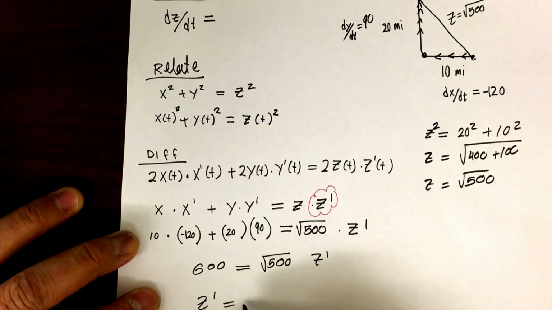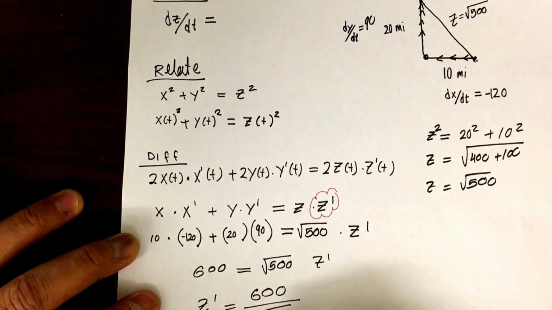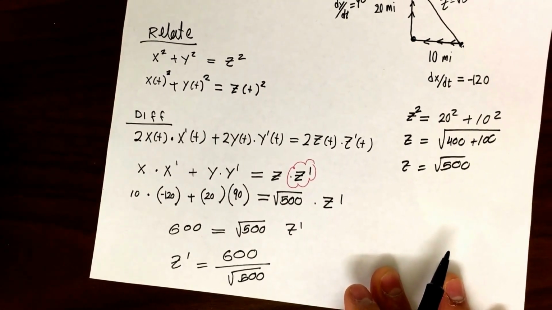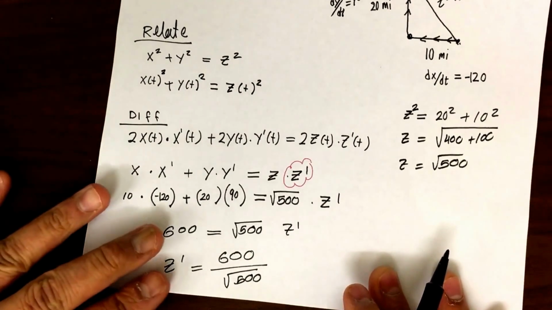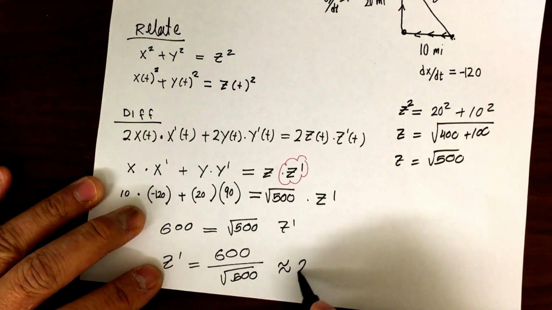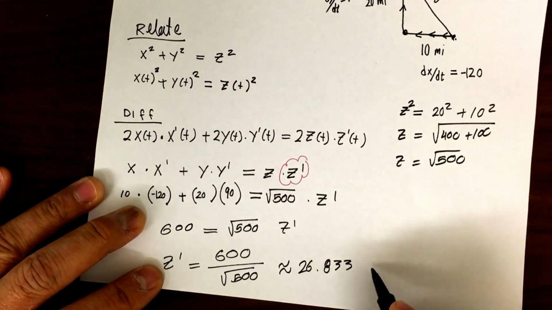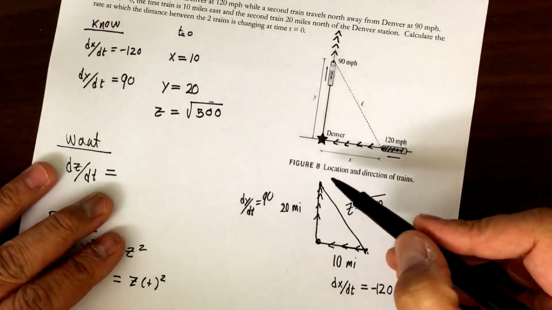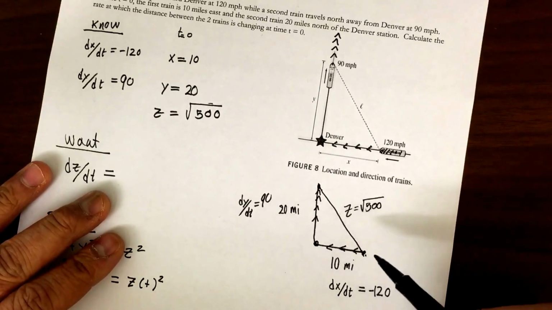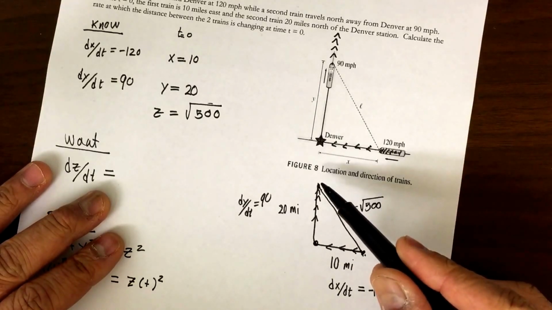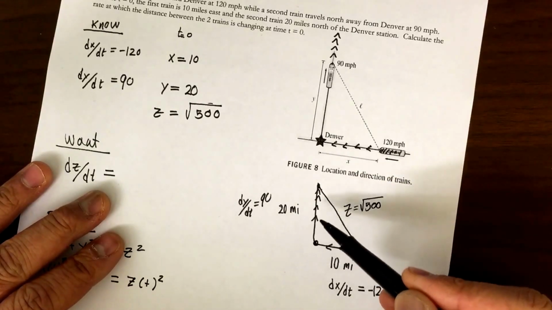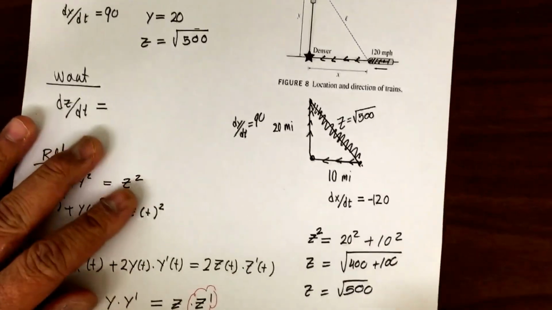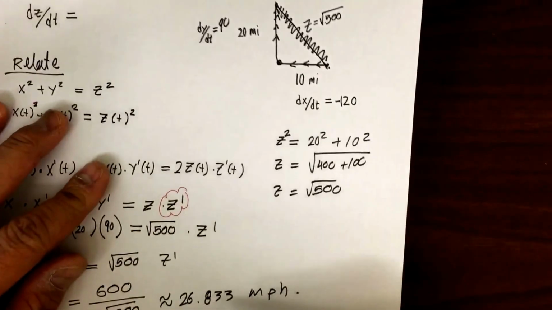So z prime equals 600 over the square root of 500. And if we divide 600 by the square root of 500, we get about 26.833 miles per hour. In other words, initially, the first train is 10 miles away, the second train is 20 miles away. One is coming toward Denver, the other one's going away from Denver, but the distance between them is changing at 26.8 miles per hour.